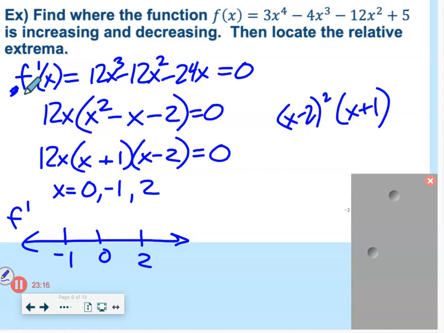Why is that? Last year, I'm hoping that you learned something about graphing. When you have a graph, a factor with an even exponent is going to hit the x-axis and then bounce back off. That means you're not going to cross through the x-axis, so your sign's not going to change. But when you have an odd multiplicity, like this -1, you go right through. When you have an odd multiplicity, your sign changes.